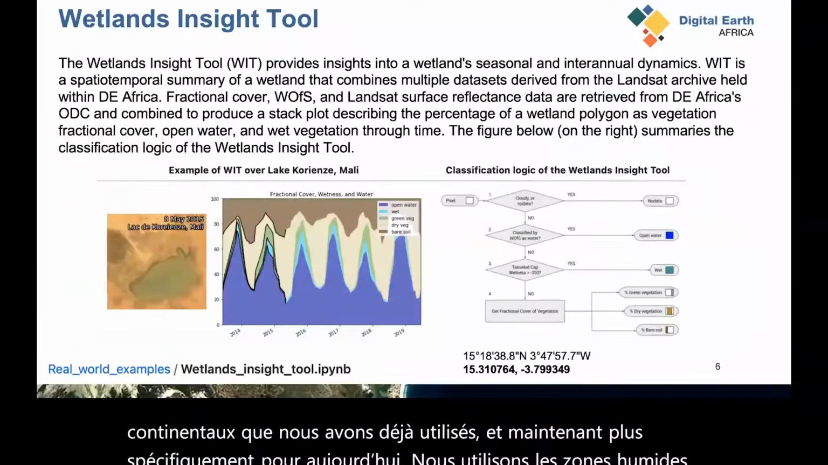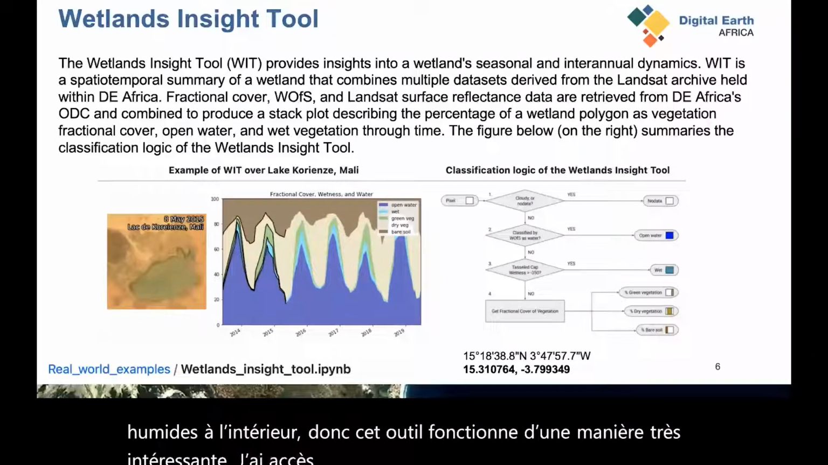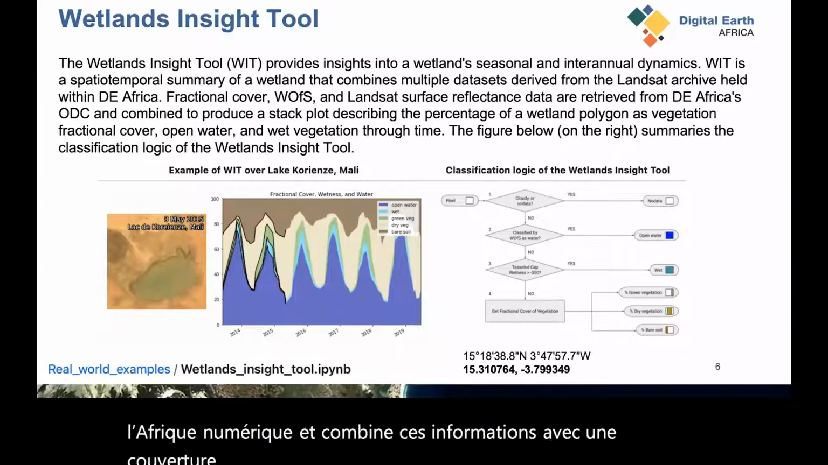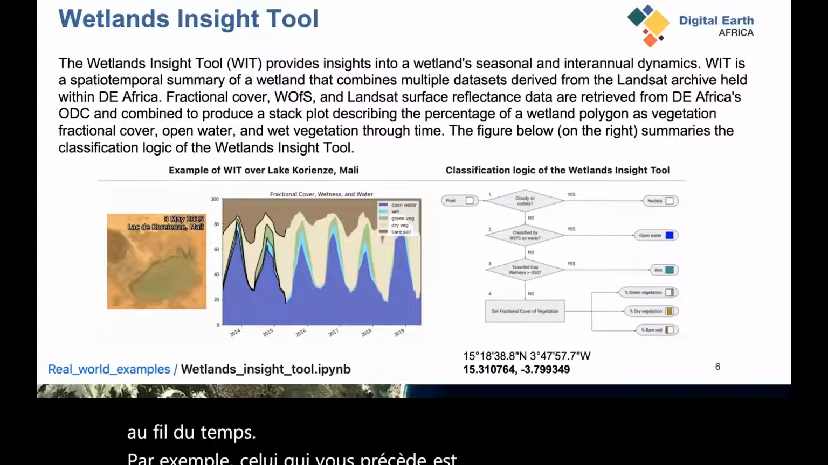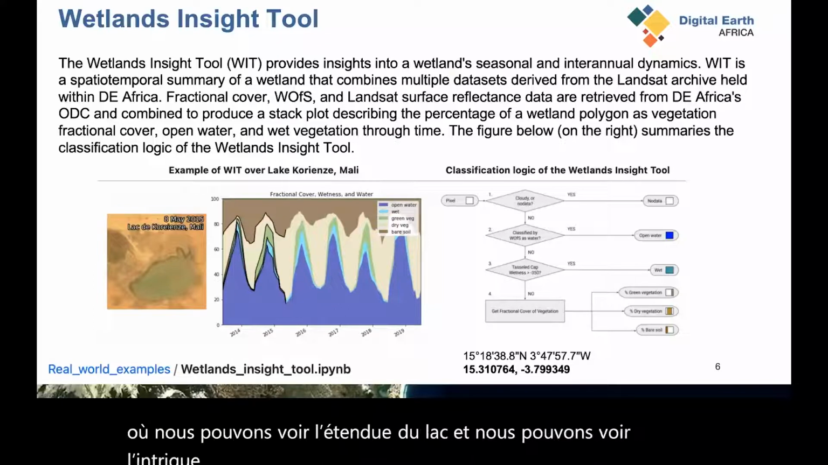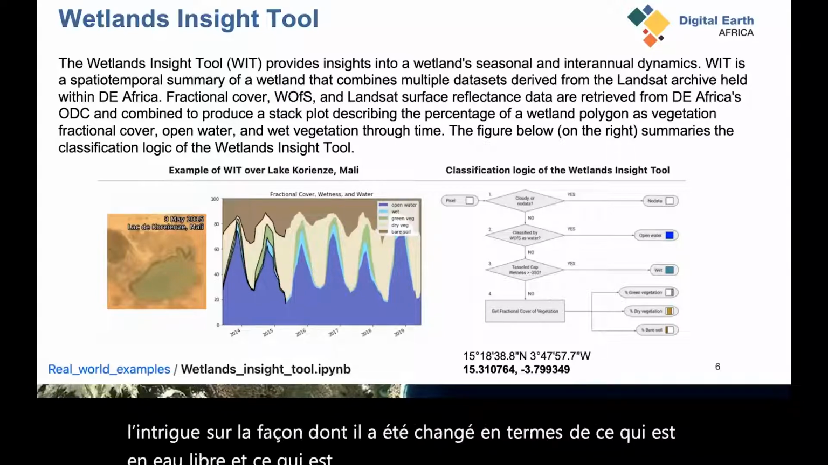So this tool works in a very interesting way. It takes access to the Landsat data, which is in Digital Earth Africa, and combines this information with fractional cover and water observation from space. And you're able to see some changes in a lake over time. For example, the one before you is an example of a lake in Mali, where we can see the extent of the lake, and we can see the plot of how it has changed in terms of what is open water, what is wet, and what is around the lake in terms of bare soil, etc.